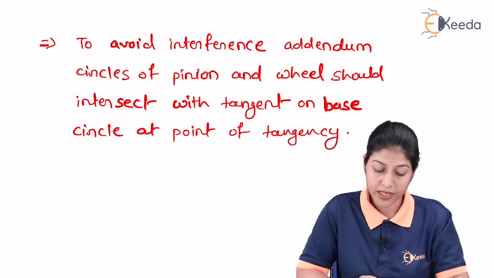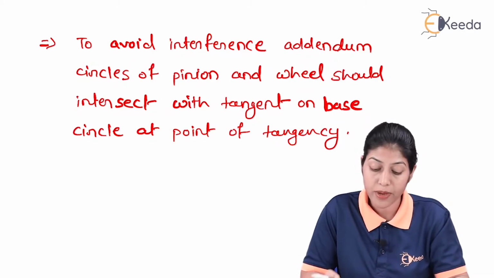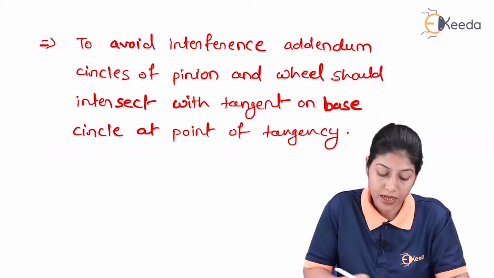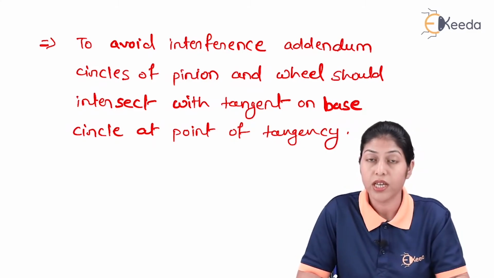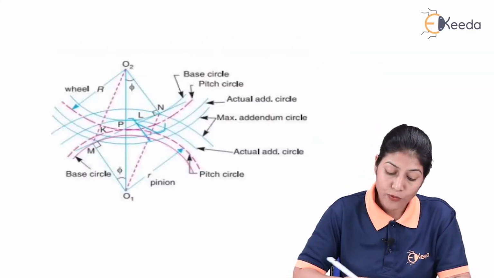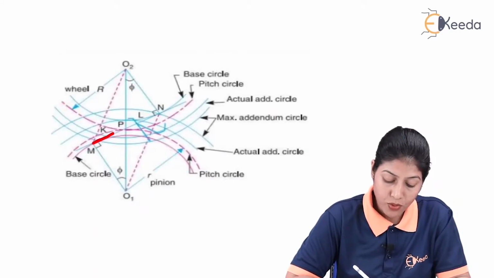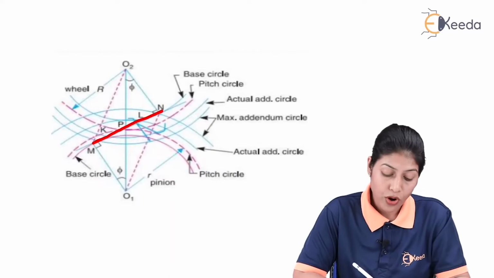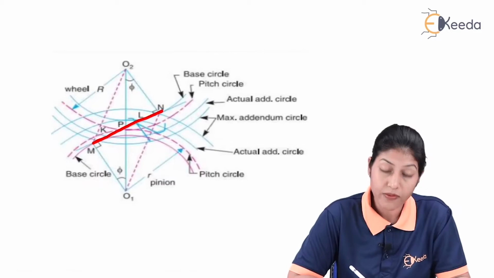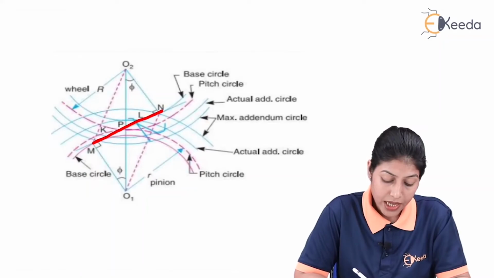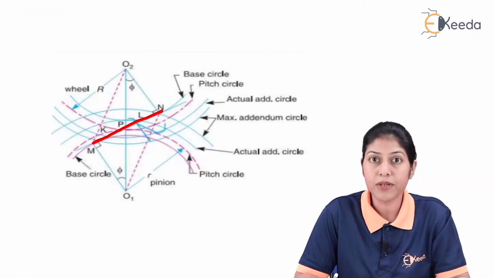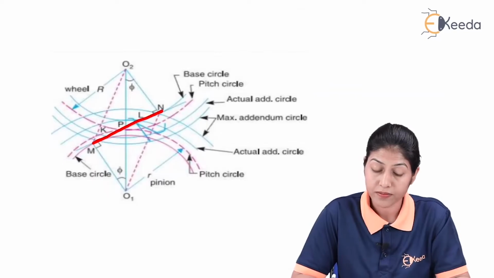To avoid interference, the addendum circles of the pinion and the wheel should intersect the tangent to the base circle, represented by MN, at the point of tangency only. It means the length of path of contact should be up to MN. It should not go beyond MN. In that case, the length of path of contact can be divided into two parts, MP and PN. MP represents the length of path of approach and PN represents the length of path of recess.